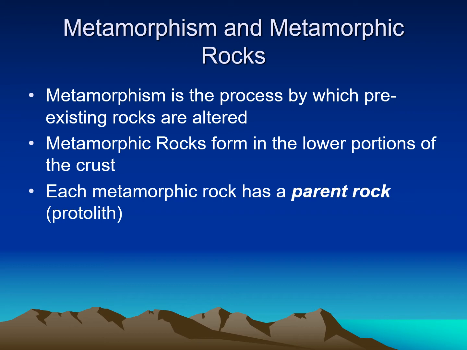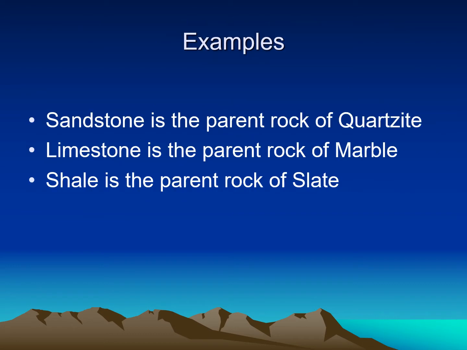Why? Because that's where weathering is occurring. Metamorphic rocks are forming in the lower crust. Why? Because that's where you have enough heat and pressure and perhaps differential stress to cause those metamorphic reactions to occur. If metamorphic rocks have been changed or altered, that means they used to be something else. Each metamorphic rock has a parent rock, also known as a protolith, simply meaning the rock it used to be. Here are some examples.